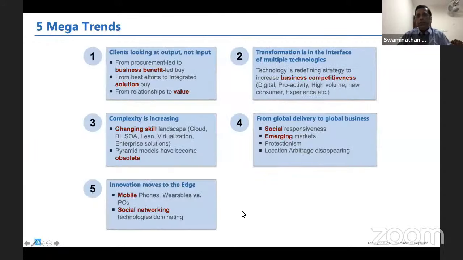First thing is, I'm keeping the slide deliberately simple so that you can understand what we are trying to speak. And all these are directly from the industry. The way I recruit, for example, or my company recruits, or most of the similar companies recruit. 5 key things are happening. First, customers are looking at output and not input.